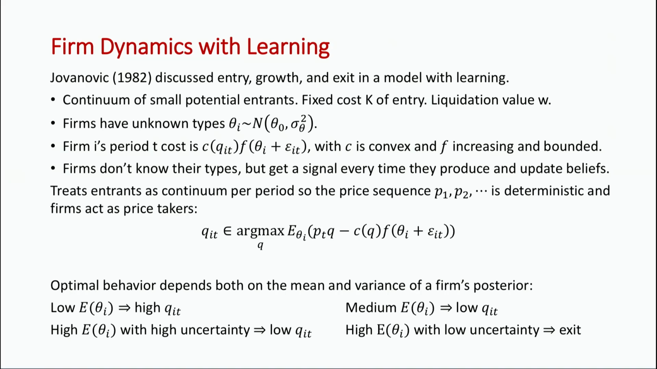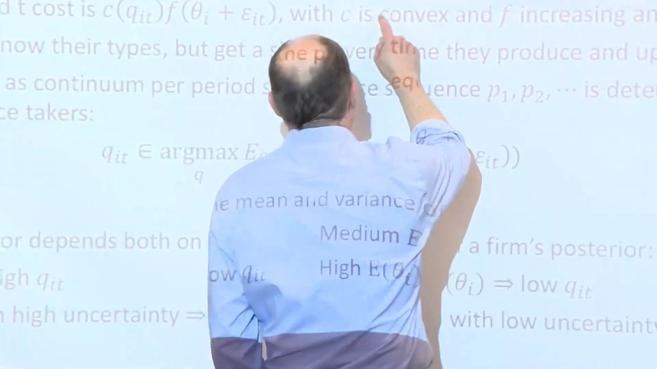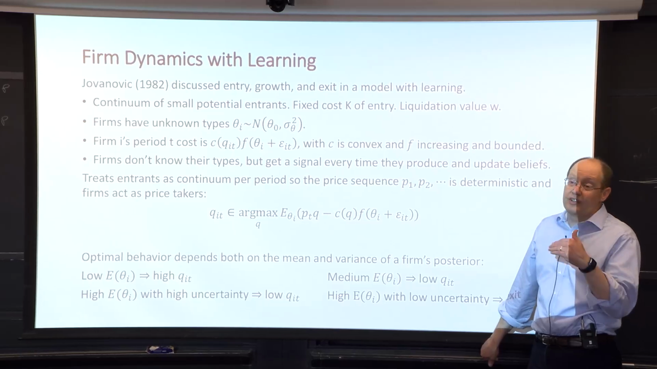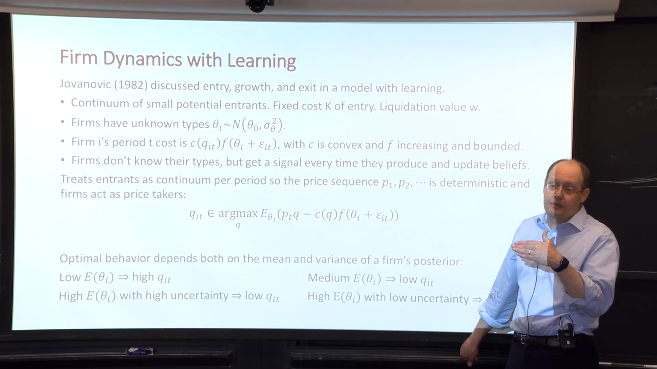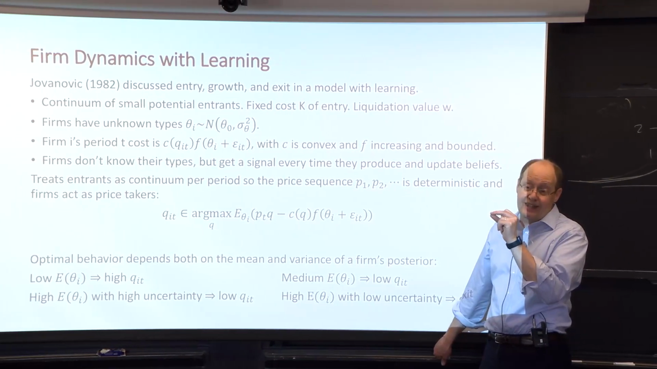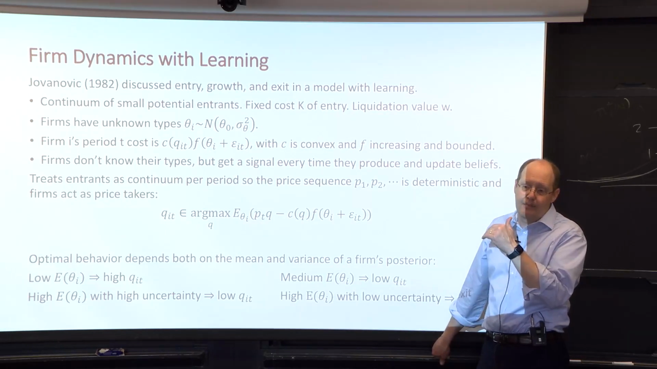Okay. And so it's a symmetric information model. Firms don't know their types, but every time they produce, they get a signal about what their type is. They update their beliefs, and by updating their beliefs they're going to change two things. C is convex in this model. So if I think my cost is low, I'm going to produce a lot and continue going, because I can produce a lot and earn positive profits at the equilibrium level P star. If my cost is high, I'm only going to produce a little because I want to get the signal and find out if I'm good or not, but I'm probably going to lose money on everything I produce.